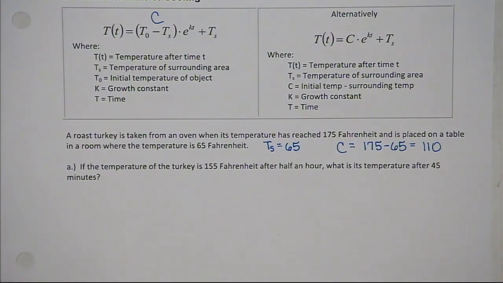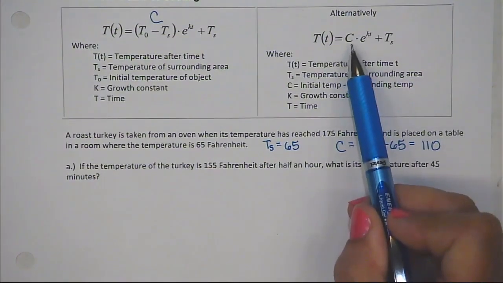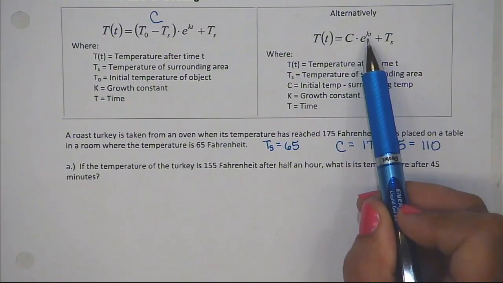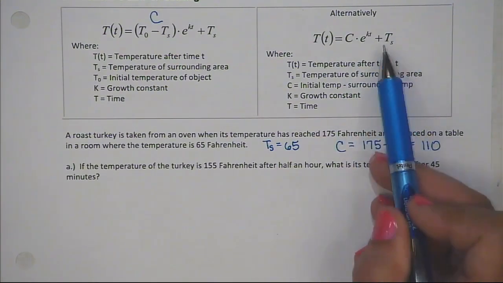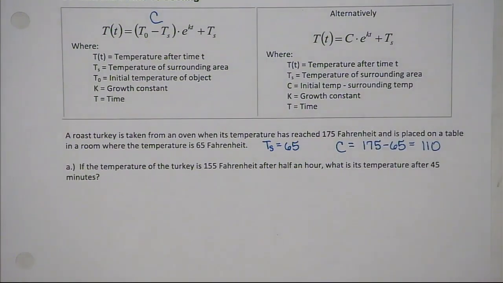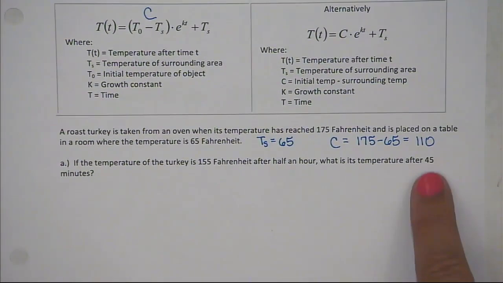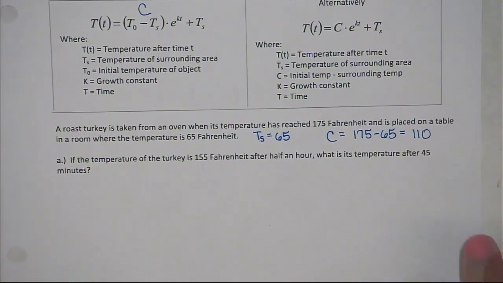All right, so this time when we write our formula, we have to know the initial amount C, which we just found. We have to know K, which I don't know yet, and we know T sub S. So that's the new piece, that you have to add that 65 degrees onto the end of the problem. So we have to find K. Look at part A. It says if the temperature of the turkey is 155 degrees after a half an hour, what is the temperature after 45 minutes? So I have to do two parts here. Before I can find the temperature after 45 minutes, I need to find K. I always have to know K before I can plug in a time.